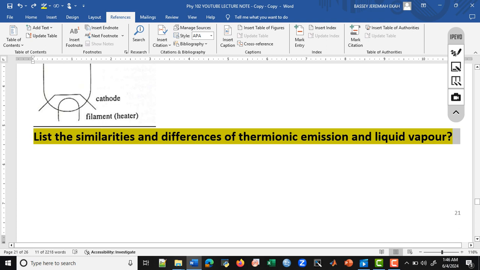List the similarities and differences of thermionic emission and liquid vapor. We've talked about thermionic emission, and then we want to compare and contrast the similarities and differences between thermionic emission and liquid vapor.